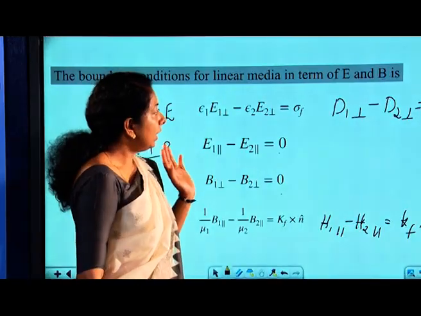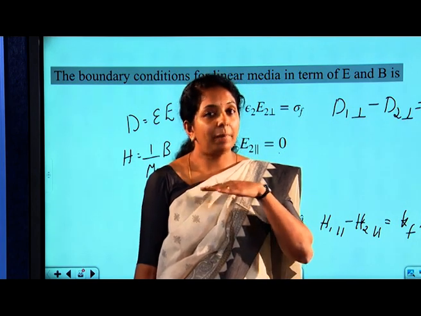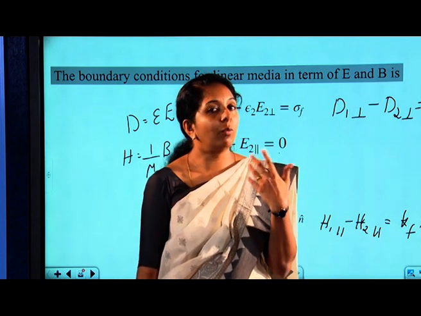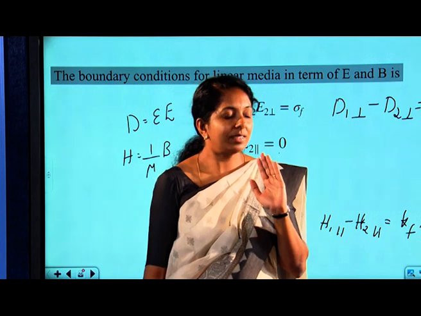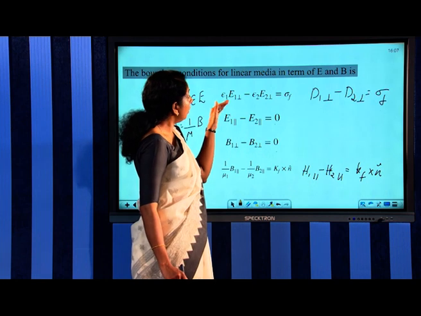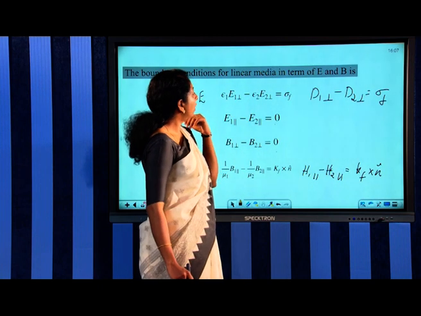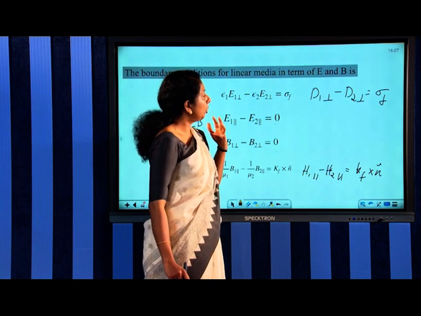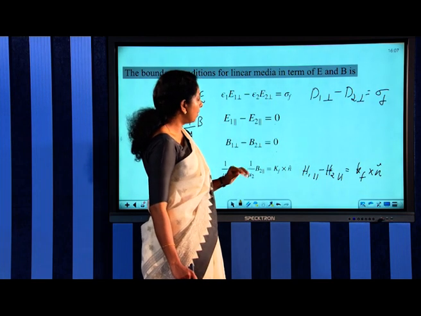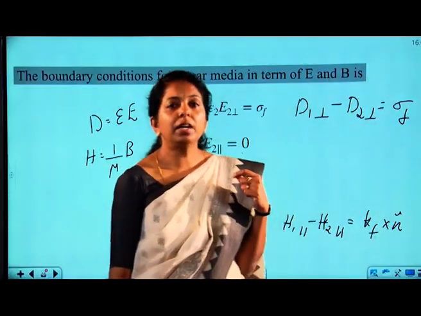So, it is clear that when the electric field and magnetic field cross a plane sheet having surface charge density sigma or surface current density K, they suffer some discontinuity, given by D1 perpendicular minus D2 perpendicular is equal to sigma f, or we can write epsilon 1 E1 perpendicular minus epsilon 2 E2 perpendicular is equal to sigma f, or 1 by mu 1 B1 parallel minus 1 by mu 2 B2 parallel is equal to Kf cross n. Let me conclude with this.